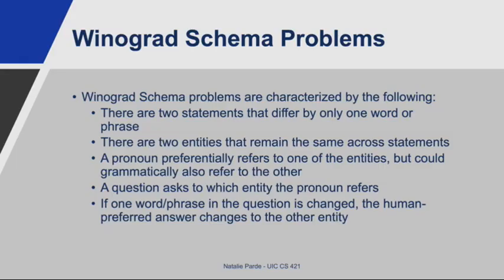Winograd schema problems all follow a common structure. There will be a pair of statements that differ by a single word or phrase, and each of those statements will contain the same two entities. Then there will be a pronoun which could refer to either one of the entities and remain syntactically correct, but referring to one of the entities would be much more sensible. A question asks to which entity the pronoun refers, and the question is written such that if just one word is changed, the human preferred answer regarding the pronoun would change to the other entity.